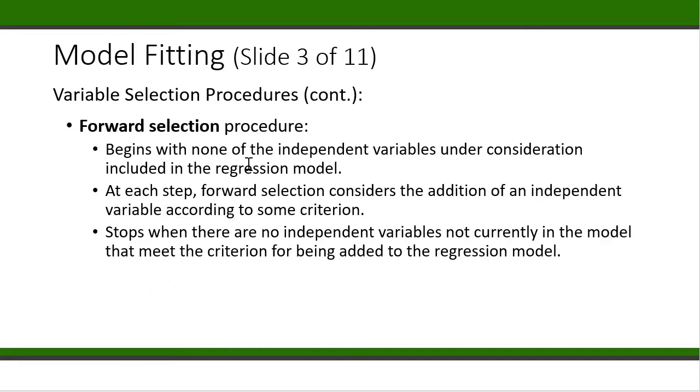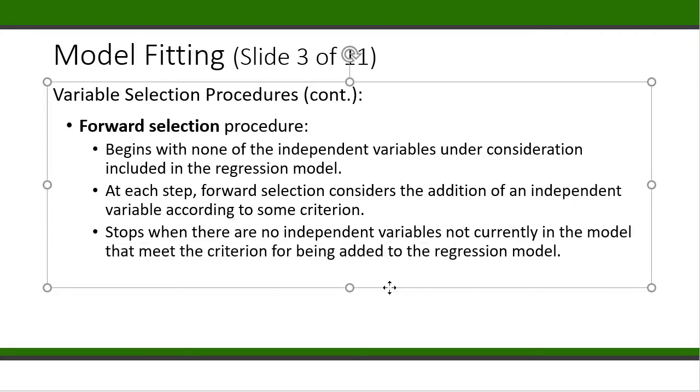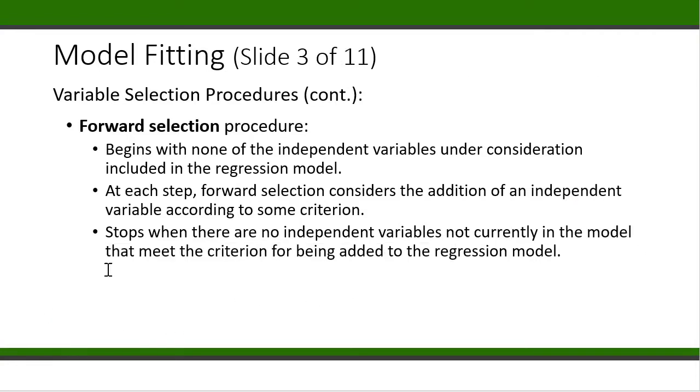Forward selection begins with none of the variables in your regression model, and then it considers the addition of an independent variable according to some criterion that you set. The stopping condition is when no independent variable that's not in the model meets the criterion for adding to the regression model, so that you can't add anything else. They don't meet the criterion.